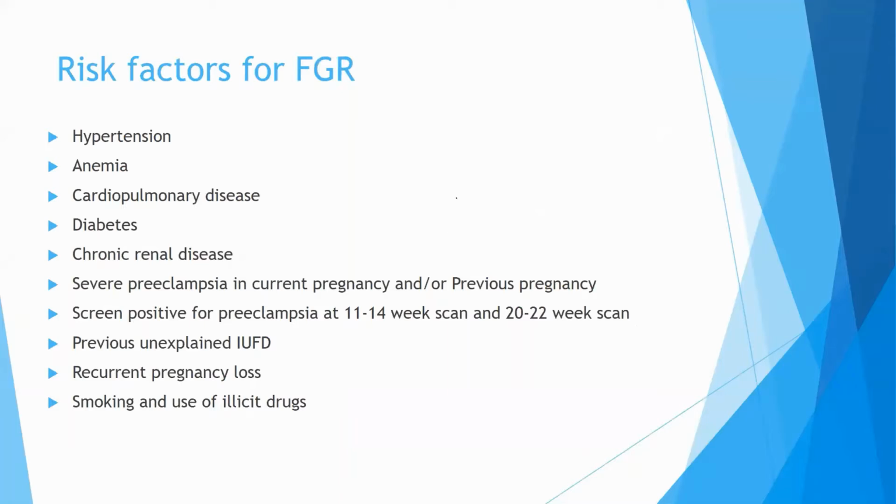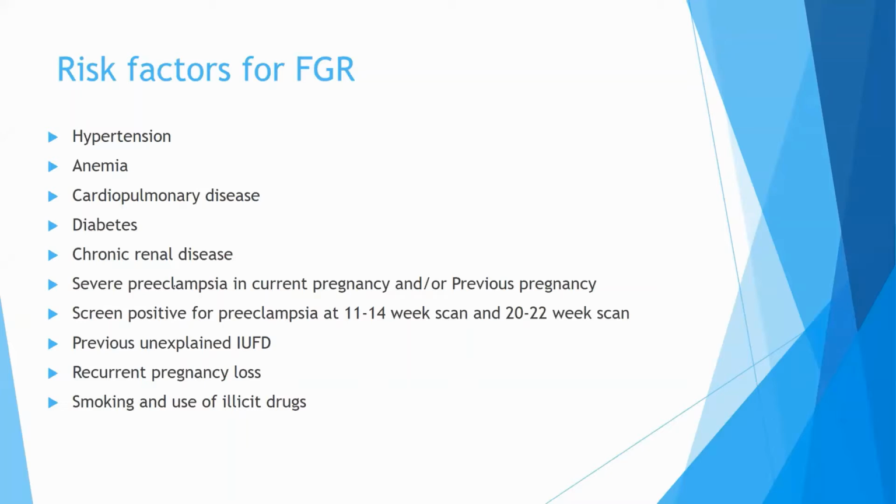Now, in terms of the risk factors for fetal growth restriction, any woman with chronic hypertension, that is predating the pregnancy, will be at high risk for fetal growth restriction. Then with chronic anemia, in our setup, we see those with sickle cell anemia. They may have chronic anemia, and this may cause fetal growth restriction. Severe cardiopulmonary disease may also lead to fetal growth restriction. Those with chronic diabetes predating the pregnancy, because of the accompanying vasculopathy, may also have fetal growth restriction. And also mothers with chronic renal disease.